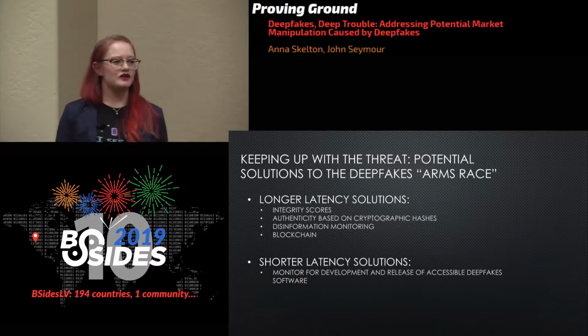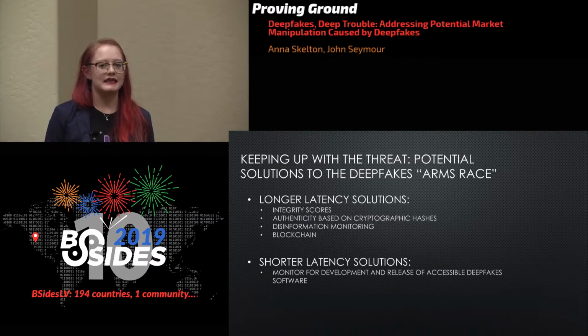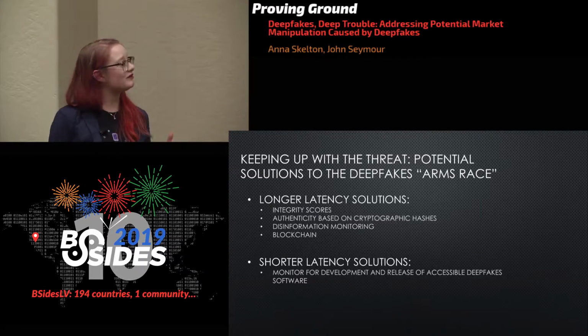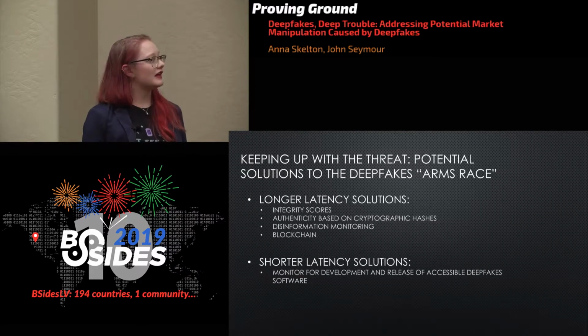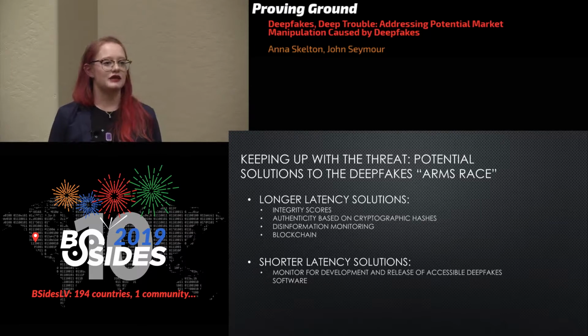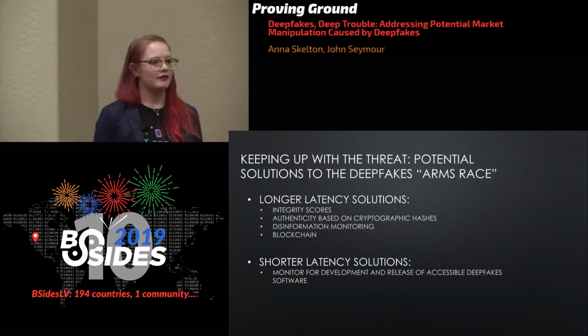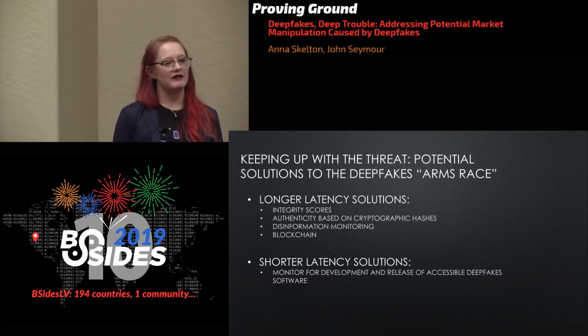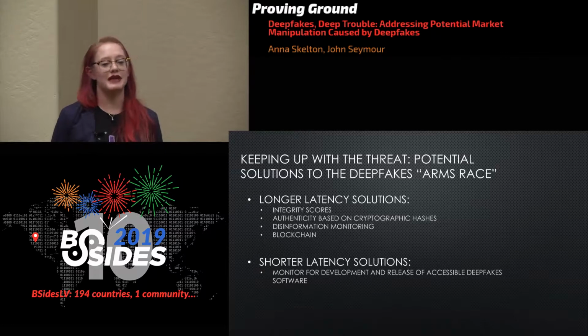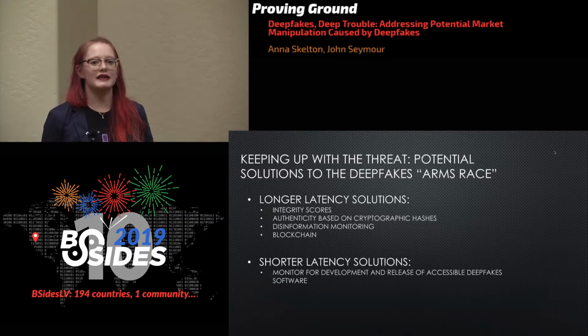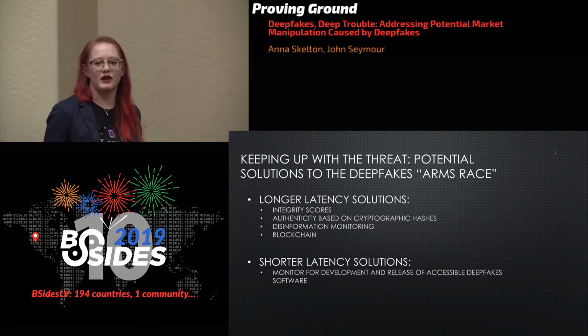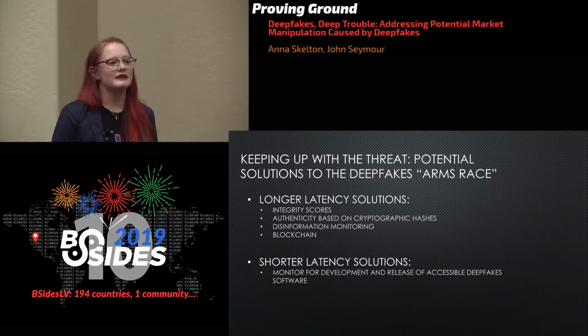Right now, the only shorter latency solution we have is to keep monitoring both above and below ground forums for the development and release of another accessible deepfake software like Fakeapp. That, in my eyes, is what we have the potential to see cause the most damage and make the technology the most accessible. But in order to really take care of this threat, we're going to need community collaboration, human review.